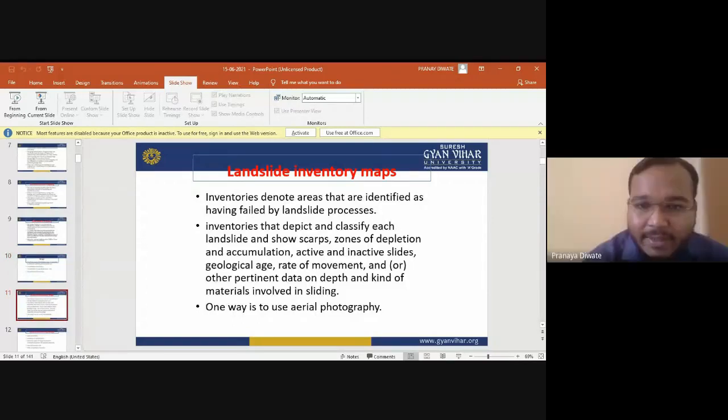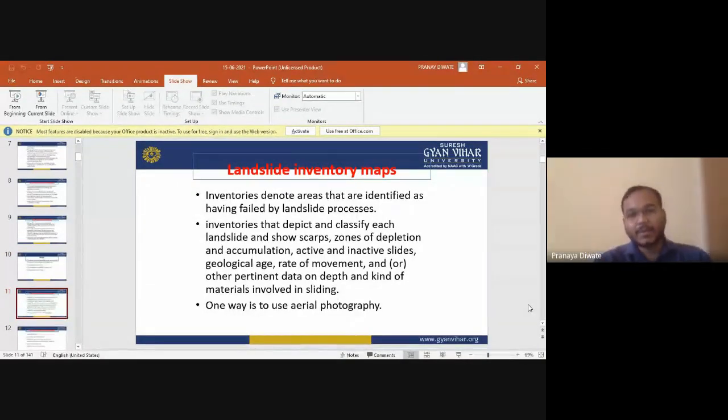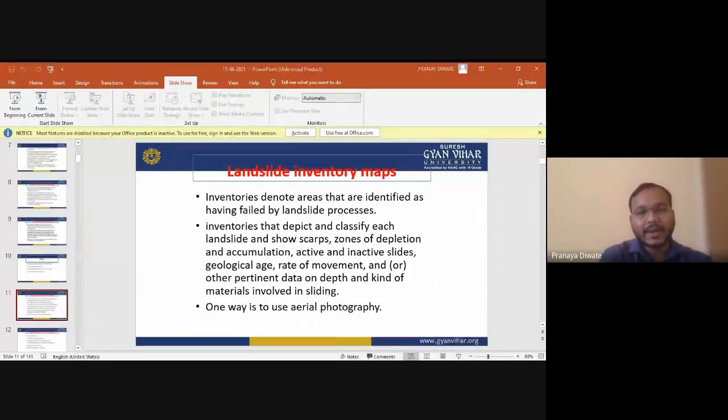Now the first one is the landslide inventory map. So what is a landslide inventory map? A landslide inventory map denotes areas that are identified as having failed by the landslide process. Inventories record and classify each landslide and show scar zones, depletion and accumulation, active and inactive slides, rate of movement, and other pertinent data on depth and kind of material involved in a sliding. One way is to use aerial photography.